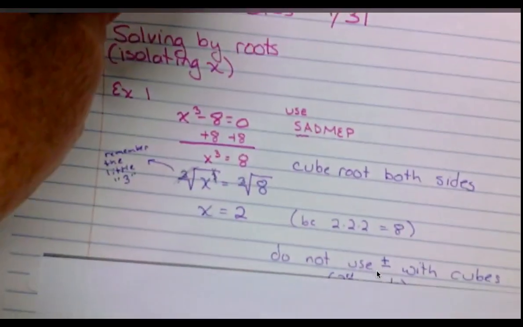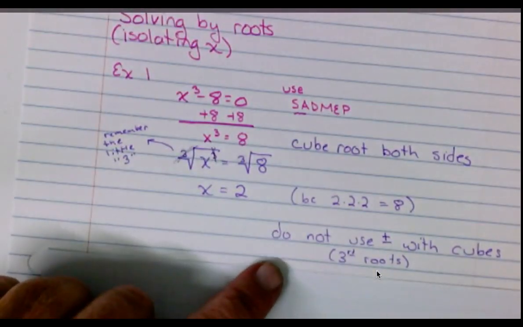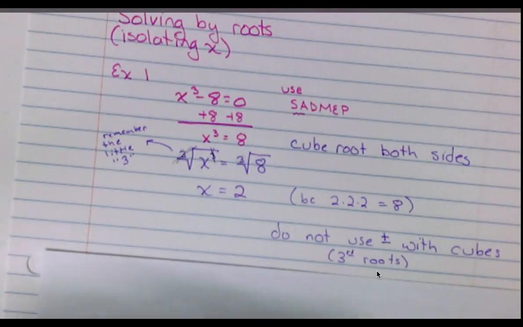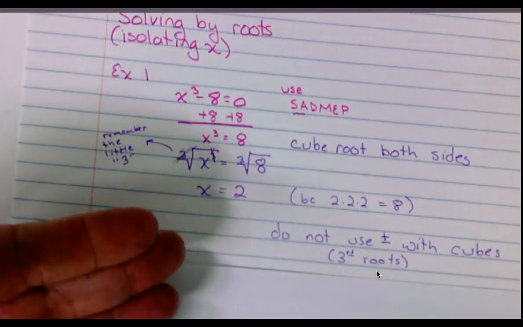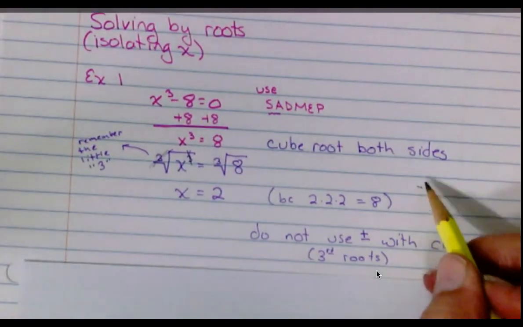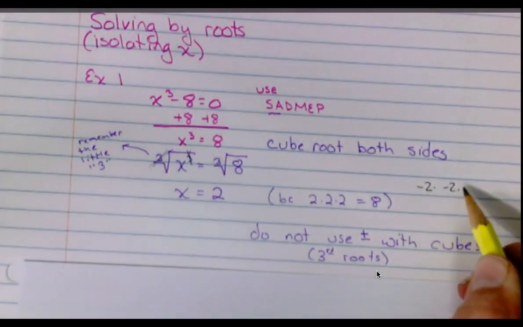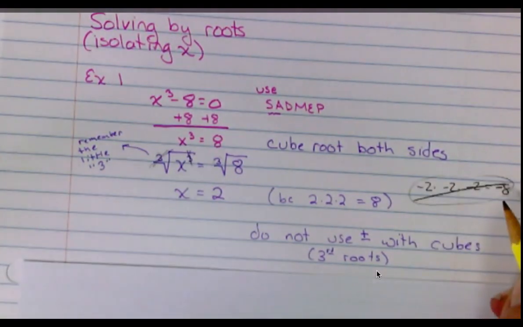Now somebody asked me, what about the plus minus? And you're not going to use the plus minus with third roots, because cube roots or third roots, they only have one answer. Okay, negative 2 times negative 2 times negative 2 is not the correct answer, because if I did negative 2 times negative 2 times negative 2, I'd get negative 8. And that's not the answer that I want.